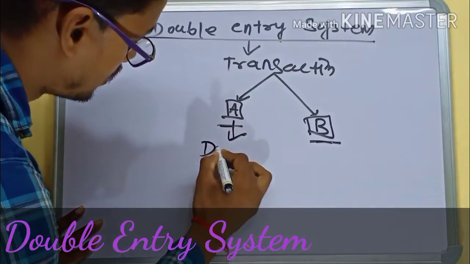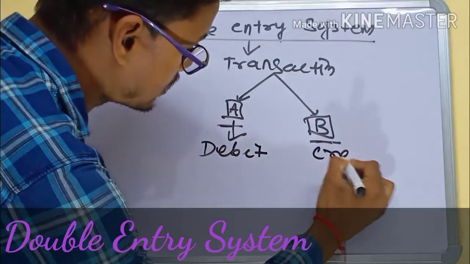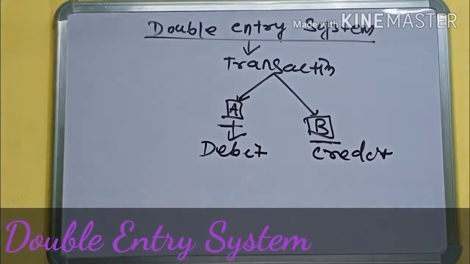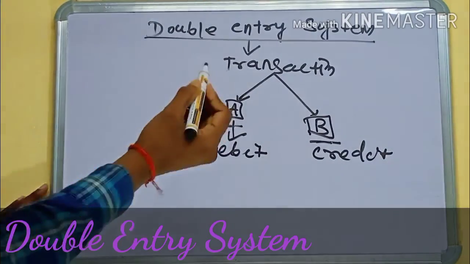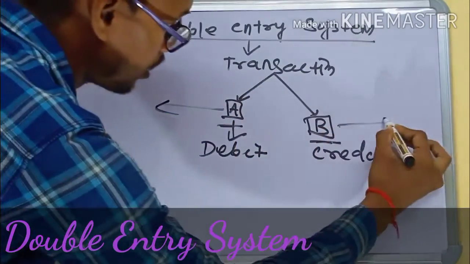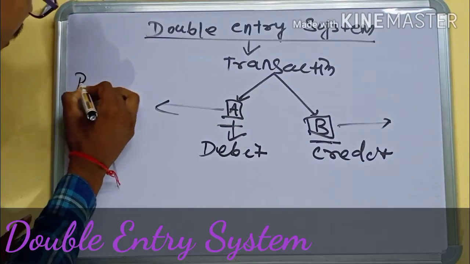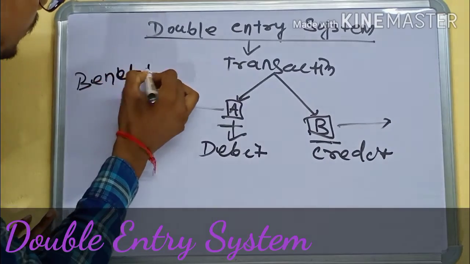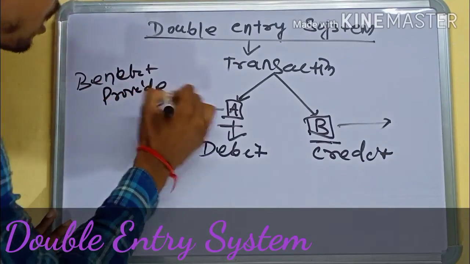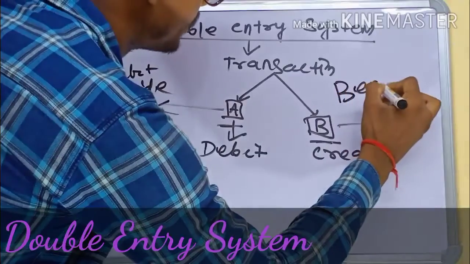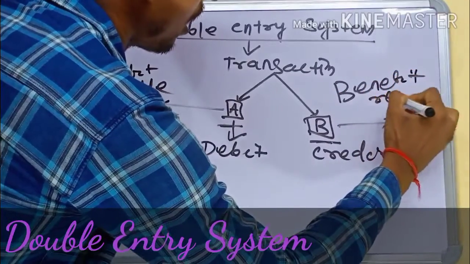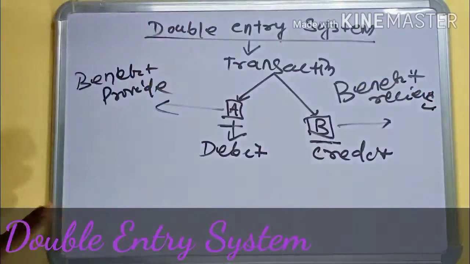One account is debited, another is credited. A debit and a credit. In two different parties or two different accounts, one is the benefit provider and another one is the benefit receiver.